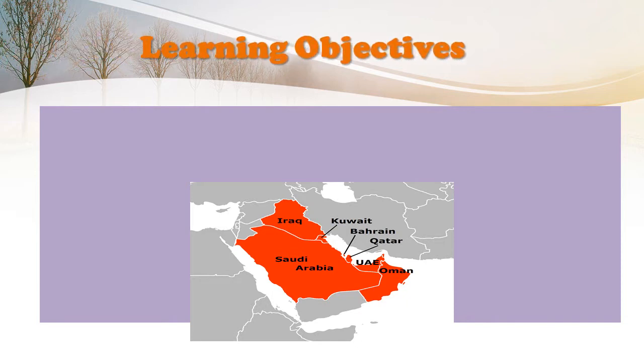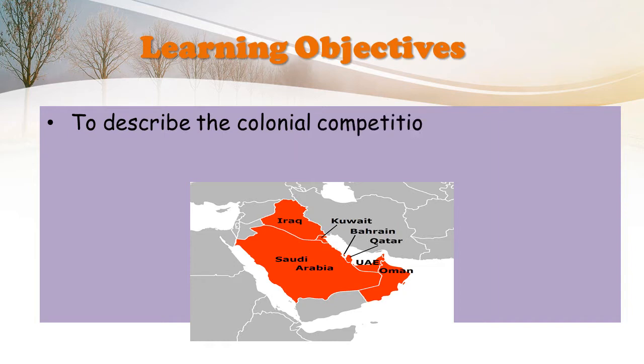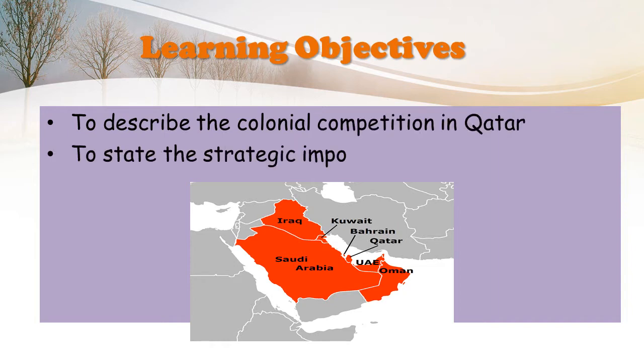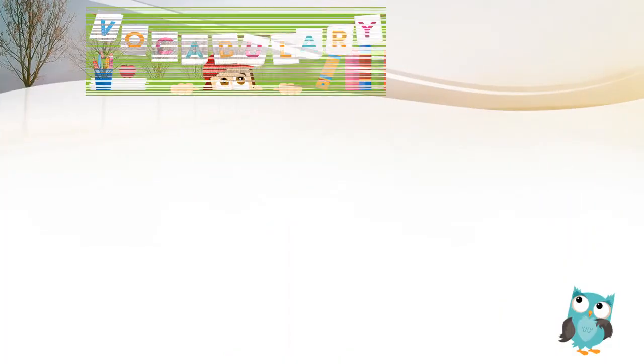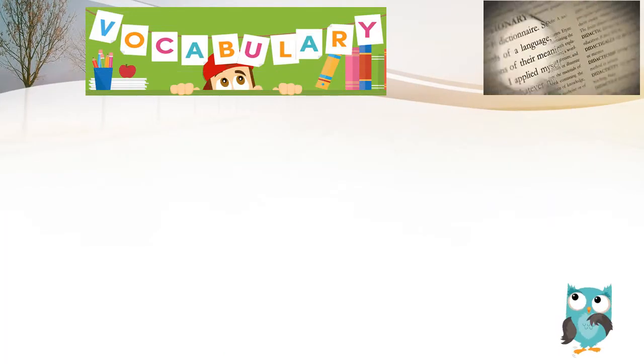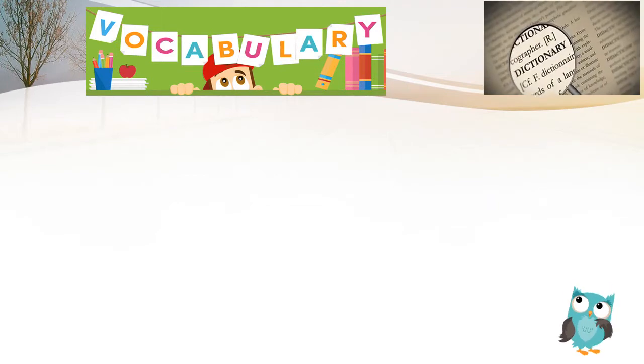For the learning objectives of the lesson, first we are going to describe the colonial competition in Qatar. And number two, we are going to state the strategic importance of the Arabian Gulf. Here we are going to find out what European countries dominated Qatar, and we will identify the vital part of the Arabian Gulf's location. So before we go further, let's discuss first the challenging words of this lesson.